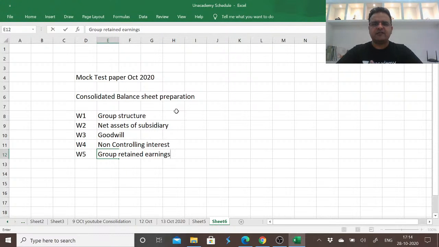So I have shared in the past as well how to consolidate or prepare consolidated financial statements in 5 steps. If you remember these 5 workings, you can easily perform a consolidated balance sheet question. So we'll have a look at this mock test paper of October 2020 shared with you. So I'll directly try to do that question relating to it.